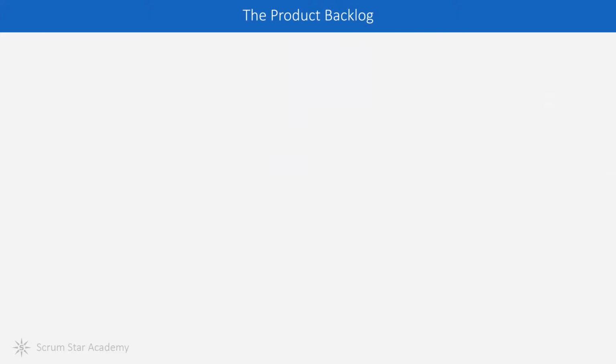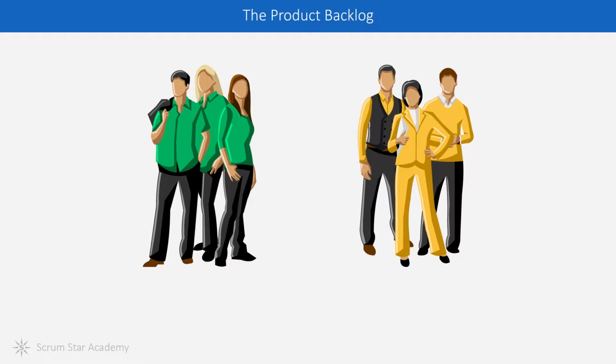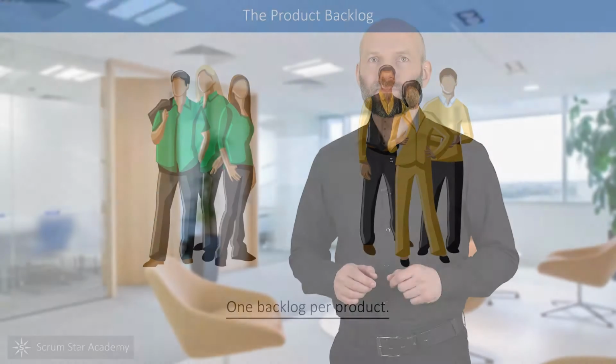Here's an interesting question. How many backlogs can there be per product? If we have two Scrum teams working on the same product, do we have one backlog per team or one backlog per product? The answer is there is always one backlog per product. It's not called the team backlog, it's called the product backlog. Even if we have 5 teams working on the same product, they should all work from the same backlog.